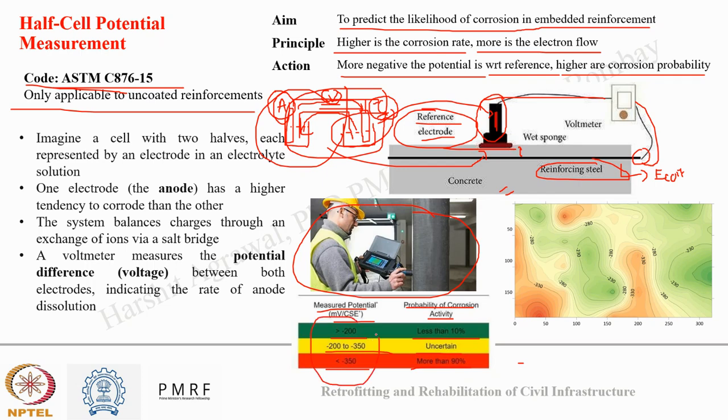Now this value will change based on the reference electrode also. Right now these values are for the copper sulfate reference electrode. If we change the reference electrode, these values will change, and in the code, the range of those values is mentioned.